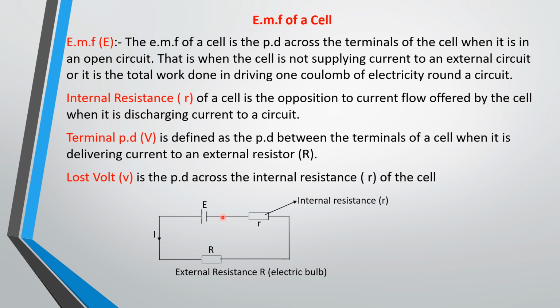Then the internal resistance of the cell. Every cell has an internal resistance. The internal resistance of the cell is the opposition to the flow of current.